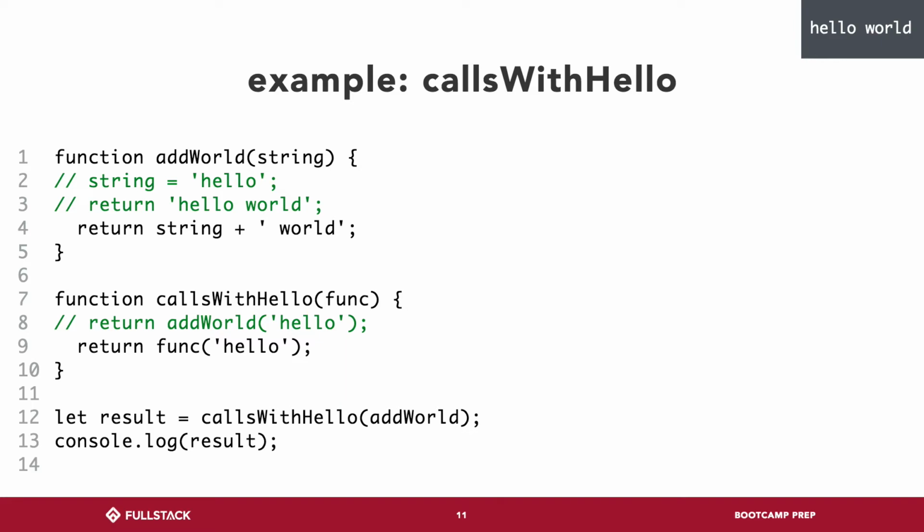Calls with hello can invoke any function, but because you pass add world to it on the let result line, that's what gets passed through there. You could pass a function called add class that says hello class, which returns string plus class, and then the result would be hello class. It's interchangeable. Func is generic. It could be any function that you pass in.